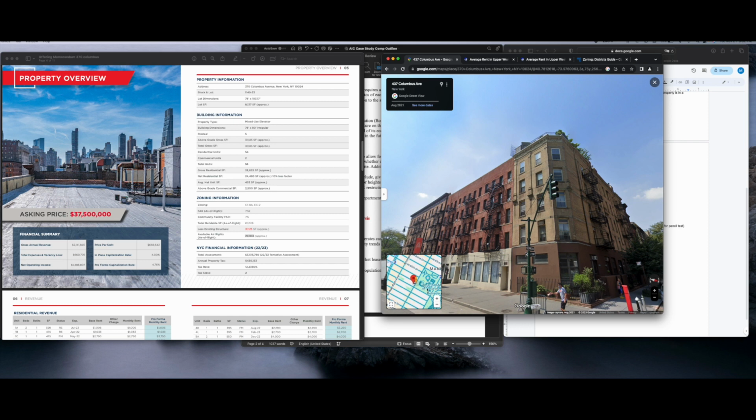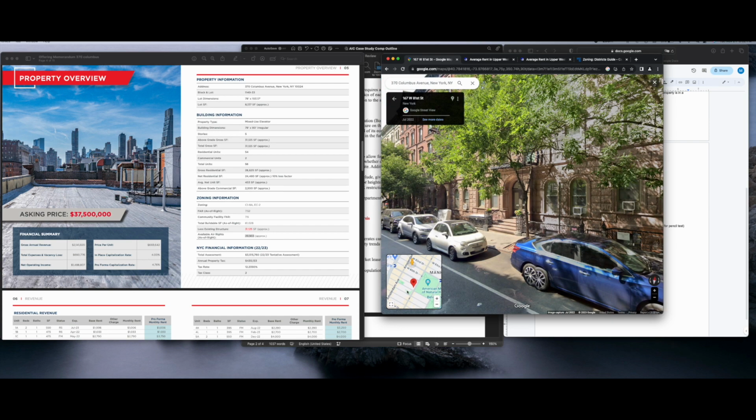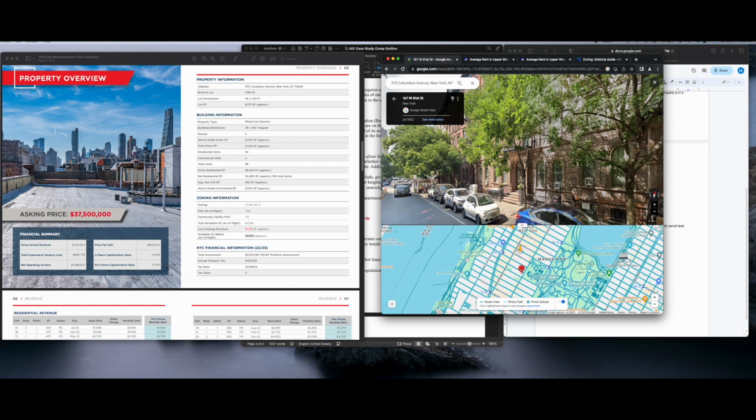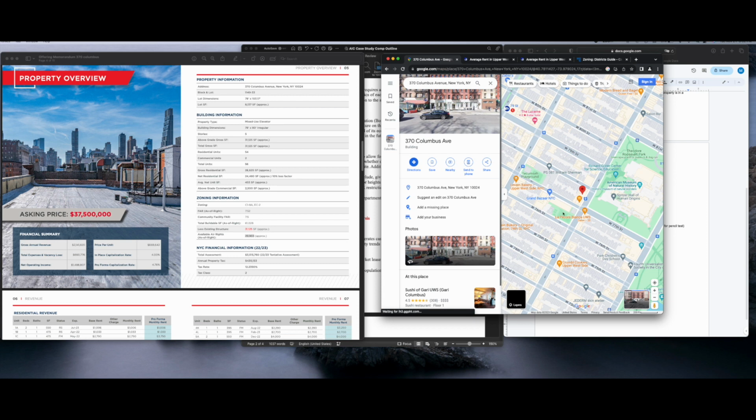On top of that, let's see, how do I get back to this view? I don't even know how to do that. Here we go.